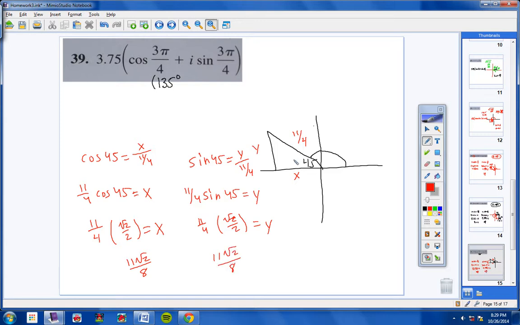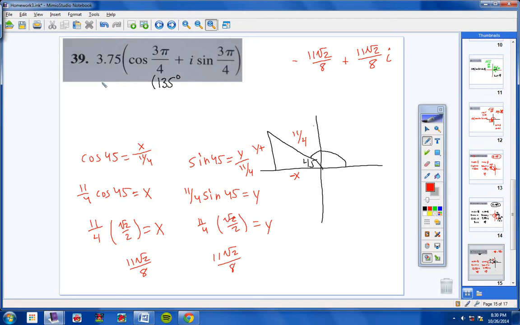Now remember, we go to the left, so your x would be negative, and then we go up, so your y would be positive. So it would be negative 11 square root of 2 over 8 plus 11 square root of 2 over 8 i. Okay, let me check the back of the book real quick. And it looks like we might have missed this one, so hold on one second here. Let's see. I have something a little different here. Oh, this should be my bad, folks.